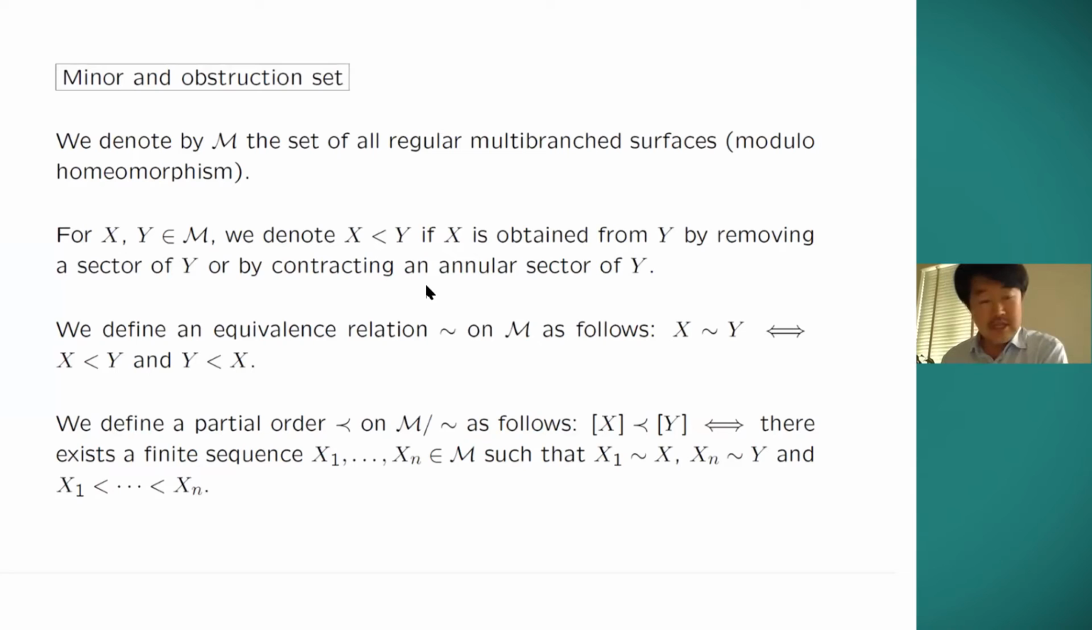Next, we consider minor and obstruction set. We define the script M, the set of all regular multibranched surfaces, where we consider modulo homeomorphism. For X, Y in M, we denote X precedes Y if X is obtained from Y by removing a sector or by contracting an annulus sector. I think this is a natural generalization of graph. We define an equivalence relation on script M. X is equivalent to Y if X precedes Y and Y precedes X.